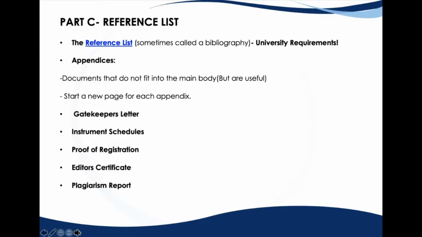And these can include or must include at least your ethics certificate, an example of a consent letter, maybe some insights into gatekeepers' letters, so people can see what letters were written to your gatekeepers to seek permission. You will have some examples of the instruments that you use to collect data. UNISA doesn't require you to put in your proof of registration. Some other places ask for it. We do require that you have an editor's certificate to show that your work has been professionally edited.